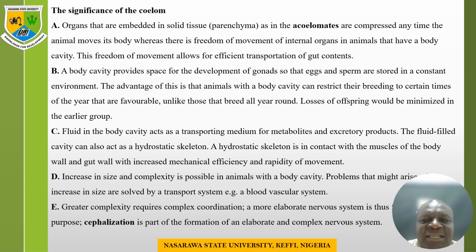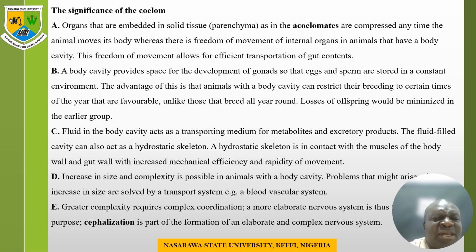The advantage of this is that the organism can breed at the appropriate season, at any period of the year. If you know some of these organisms, because they want their offspring to survive, they want to ensure they give birth to their young ones whenever the environment is favorable for them, either during the rainy season or during the dry season. So they tend to regulate to ensure that the young ones survive. They don't want the situation whereby they give birth to their young ones and lose them. So this coelom provides a constant environment for these sex cells to enable this organism to regulate the rate at which they give birth to their young ones.